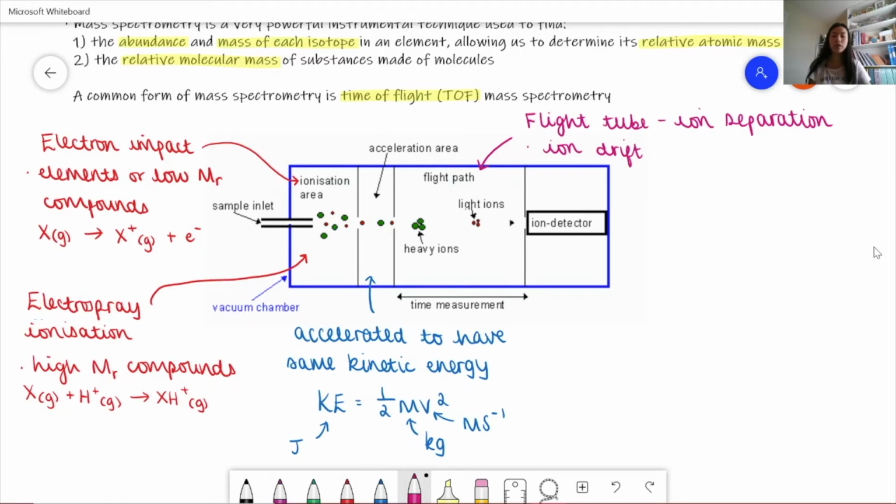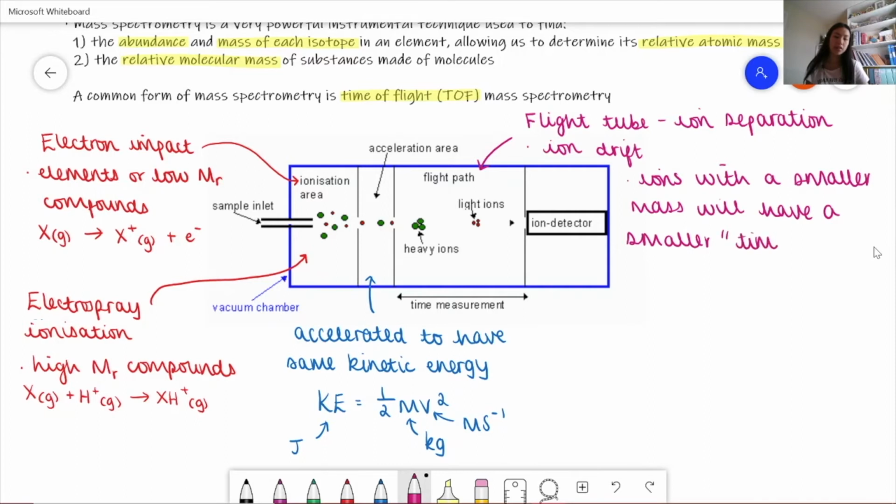And we have the general rule that ions with a smaller mass will have a smaller, what we call time of flight. So the time of flight is just how long it takes for this ion to get to the ion detector. And then finally, we have our detector.